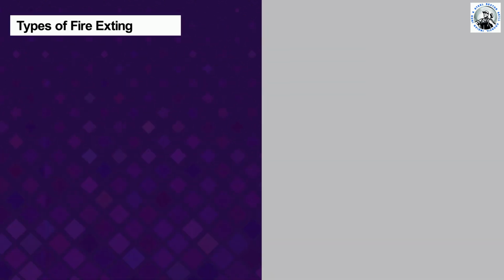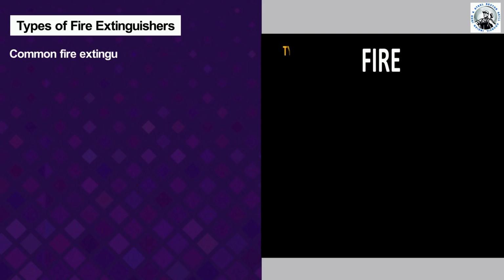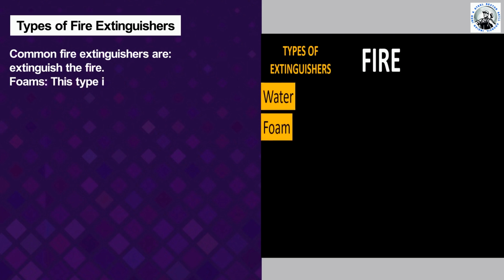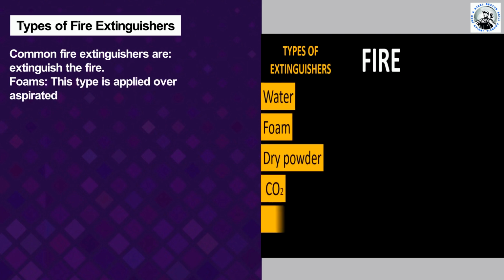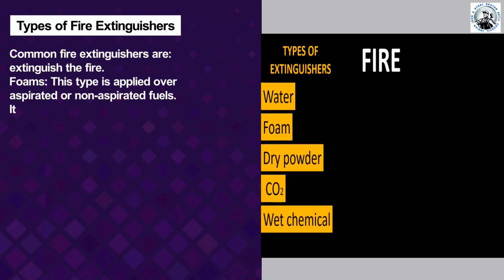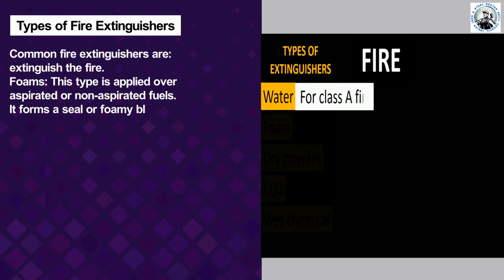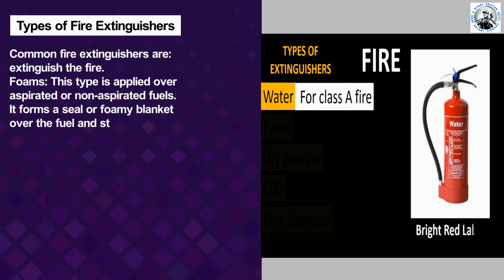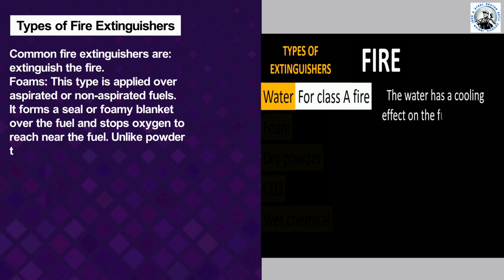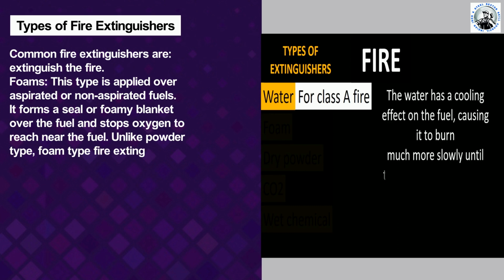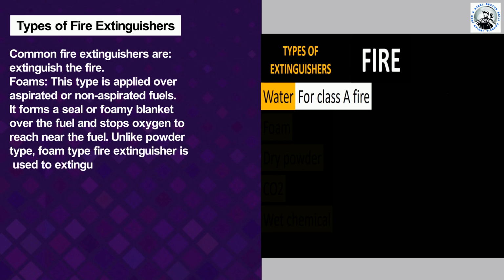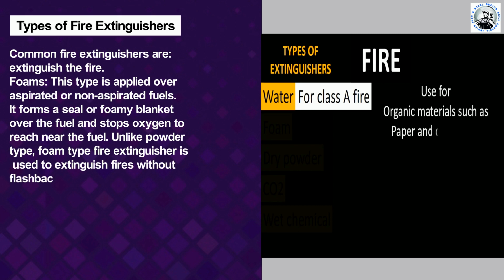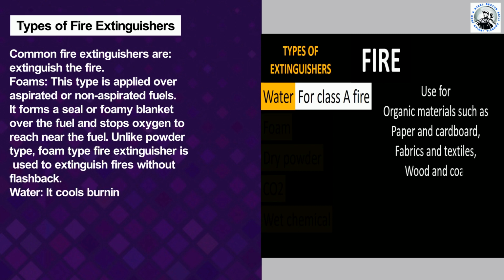Types of fire extinguishers. Common fire extinguishers are dry chemical. These types of fire extinguishers are in powdered form. They stop and halt the production of fire, supported by free radicals, and accordingly extinguish the fire. Foams. This type is applied over aspirated or non-aspirated fuels. It forms a seal of foamy blanket over the fuel and stops oxygen from reaching the fuel. Unlike powdered type, foam type fire extinguishers are used to extinguish fires without flashback.